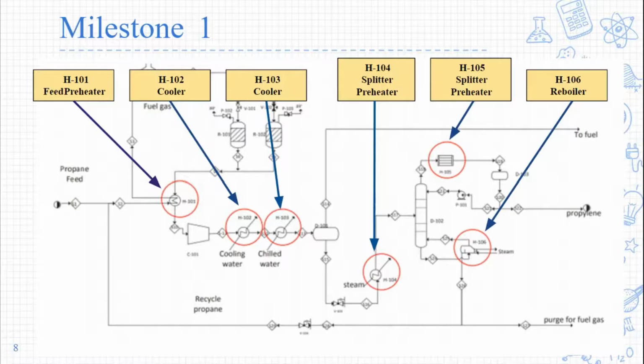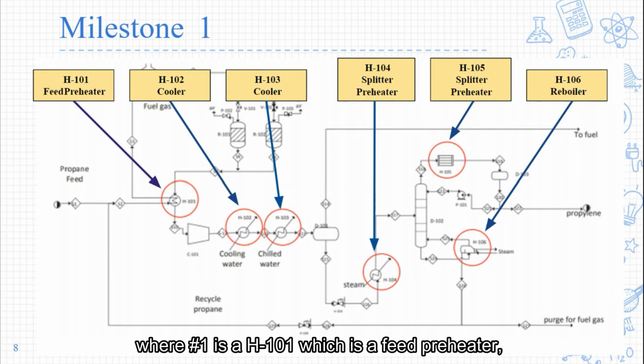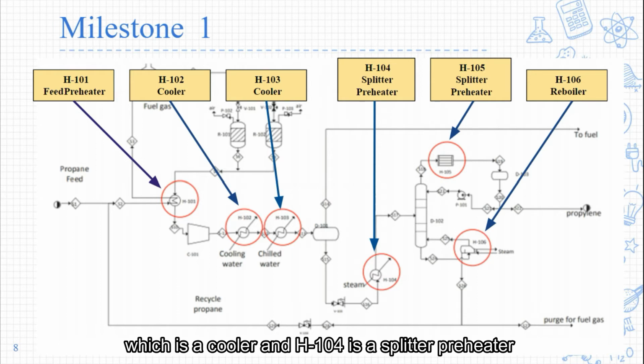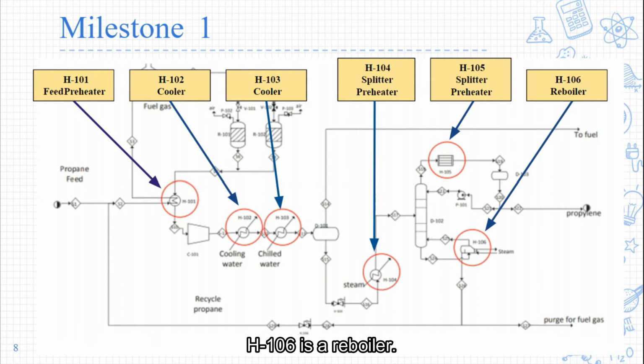feed stream. For milestone 1, we have 6 types of heat exchanger, where number 1 is H101, which is a feed preheater. Number 2 and number 3 heat exchangers are H102 and H103, which are coolers. And H104 is a splitter preheater. The same goes for H105, which is also a splitter preheater. And H106 is a reboiler.